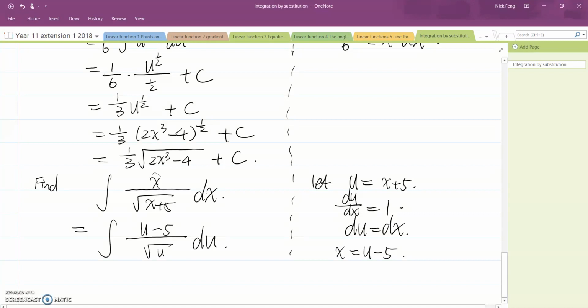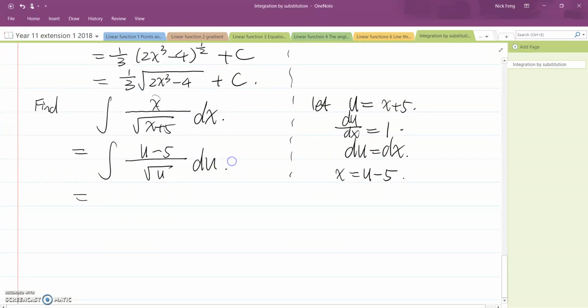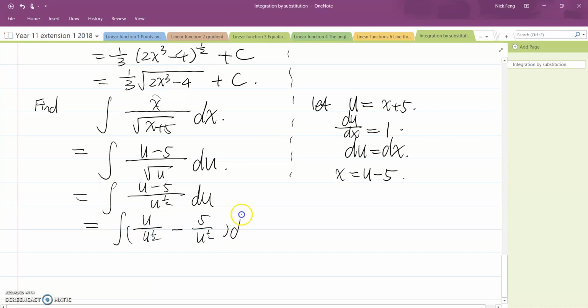Now this is a little bit challenging, well, kind of. You can put u to the power of half at the bottom, and then you just need to split it. Basically, u minus 5 on u to the half, du, and then if you go, u on u to the half minus 5 on u to the half, du, that just becomes u to the power of half, since 1 minus half is half, minus 5 u to the power of negative half. And then do your normal integration from this part onward.